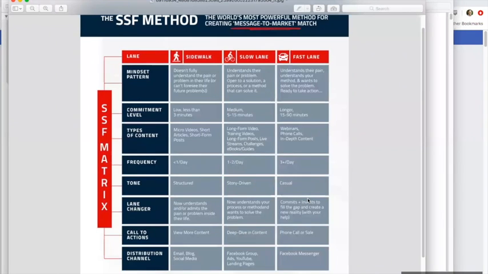You can just do basic retargeting. Start with your pixel. If you just do basic retargeting, then you can run ads to your slow lane resource, the one that we were just talking about.